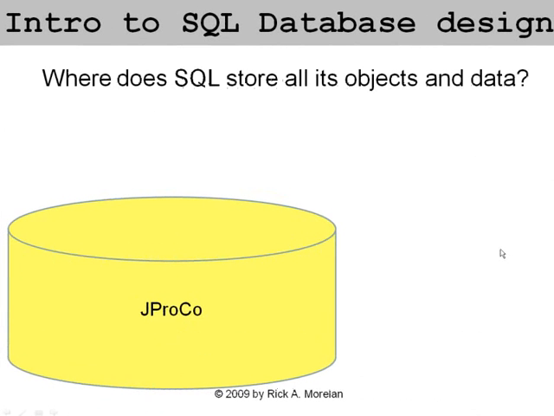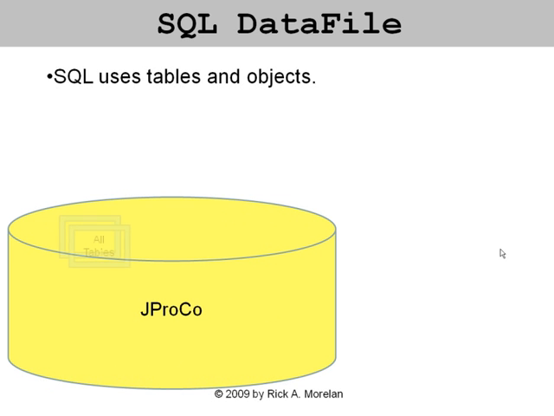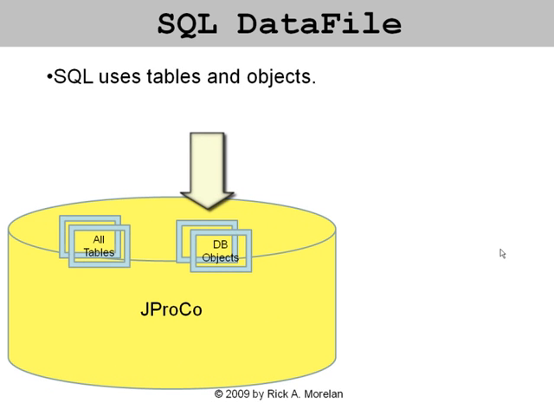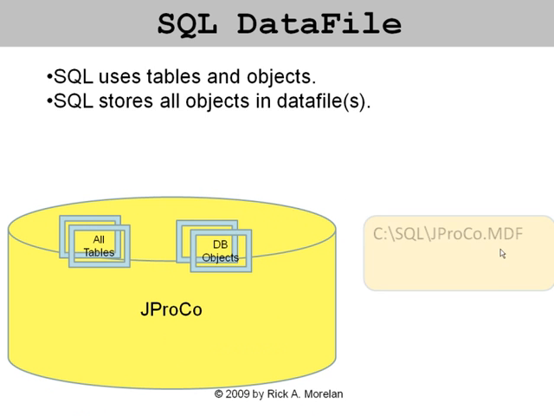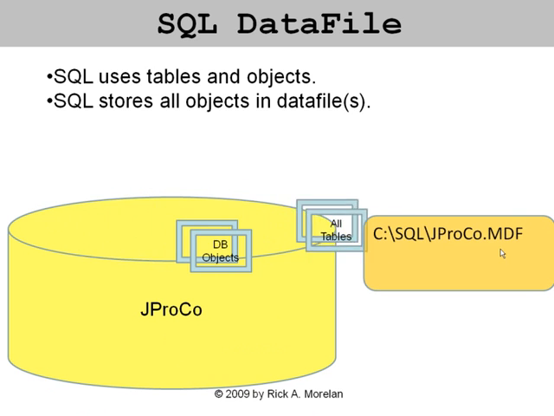All right, here is a question that if you did the last lab, you pretty much know the answer to it. Where does SQL store all of its objects and data? Data files. We know this. Well, SQL uses tables and other objects like views and stored procedures and functions. Most of the time those just work on other tables. And it stores all of them in a data file or data files.